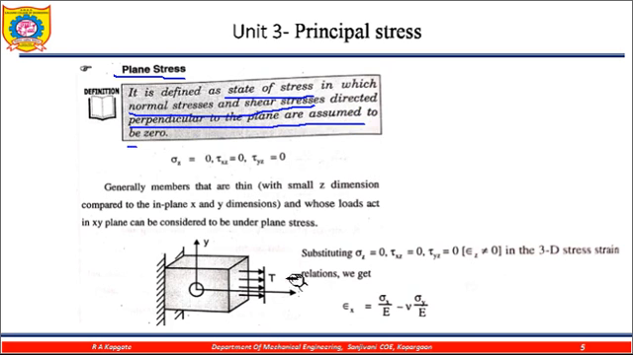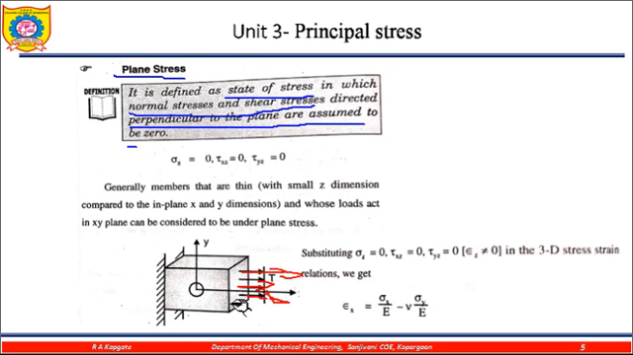Now what does it mean? So here you can see the object. This is the object. Here we are using the traction force along this axis, so there is the development of stresses.